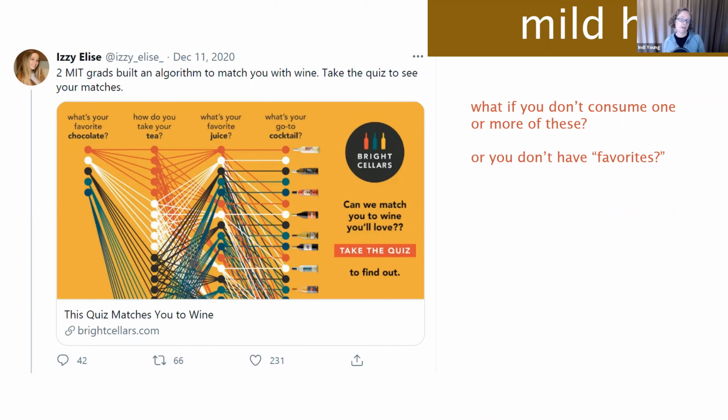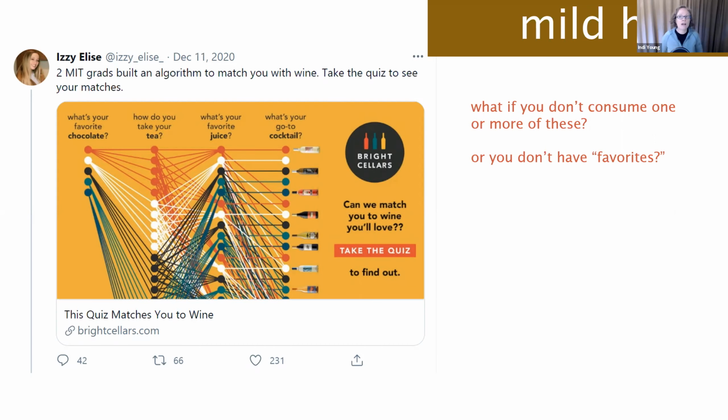This is an example of mild harm. This is an advertisement for Bright sellers, where they're apparently going to convince you to let them ship you wine every week or something. But you fill out this little quiz and you tell them what kind of chocolate you love, the way you take your tea, what your favorite juice is, and what your go-to cocktail is.